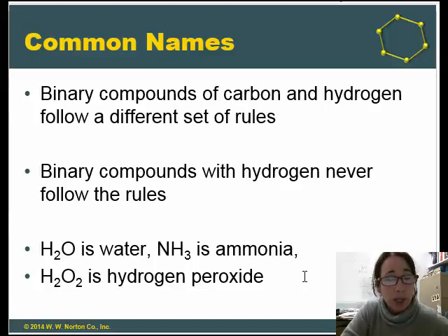Now, there are three binary molecular compounds whose common names you need to know. H2O is water. It's never dihydrogen monoxide. Ever. H2O is water. NH3 is ammonia. And H2O2 is hydrogen peroxide. You will need to know those.